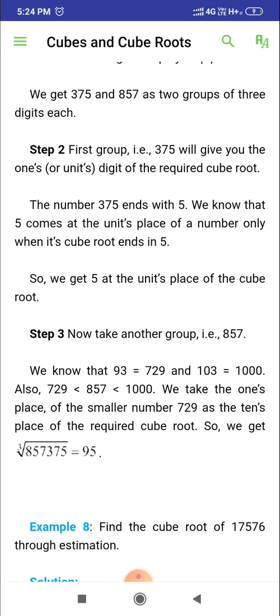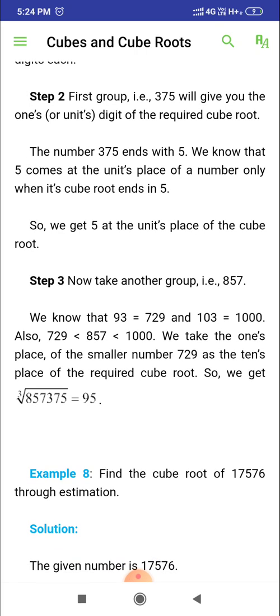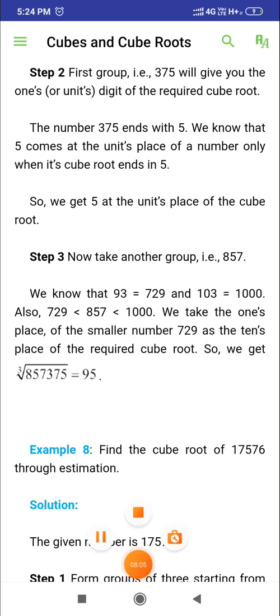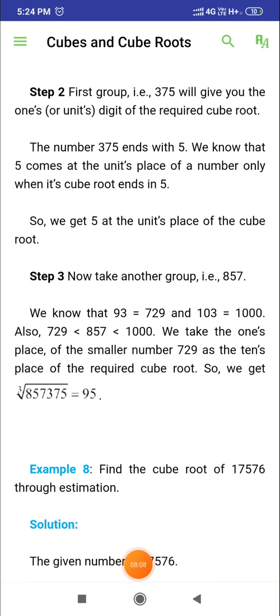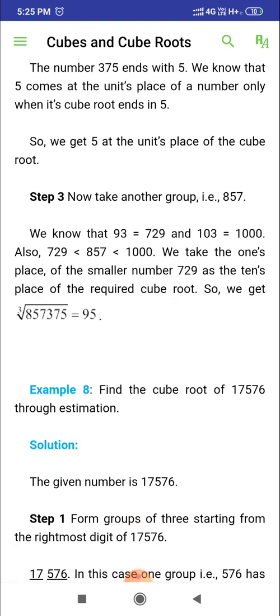Now take the other group, which is 857. We know that 9 cube is 729 and 10 cube is 1000, and our second group number lies between these two numbers. So we take the ones place of the smaller number. It means we take 9 in the tens place, and our required number is 95.